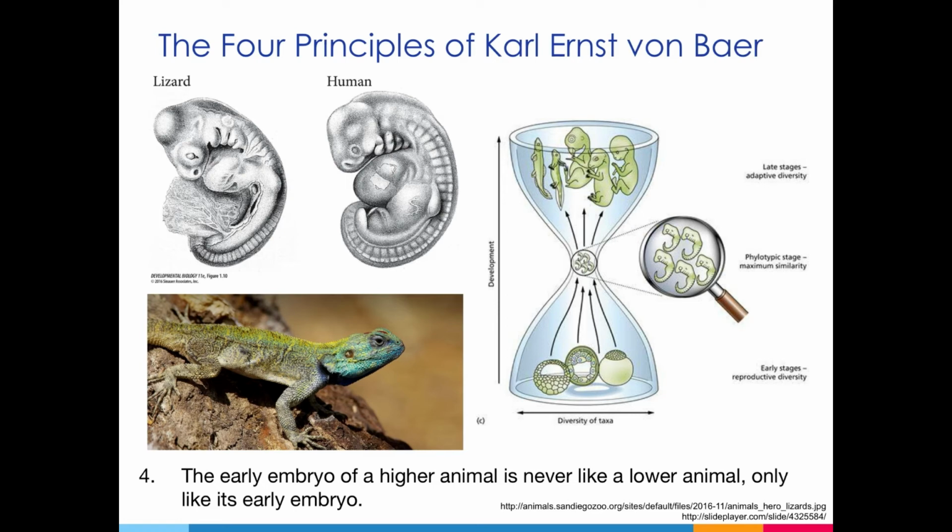Instead, and coming back to the first point, the embryos of different vertebrate phyla appear similar to each other right after gastrulation, and this stage is known as the phylotypic stage. At this stage, there are similarities among vertebrate embryos, both at the anatomical level but also at the molecular and cellular levels.